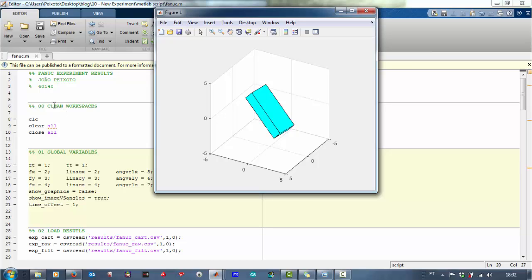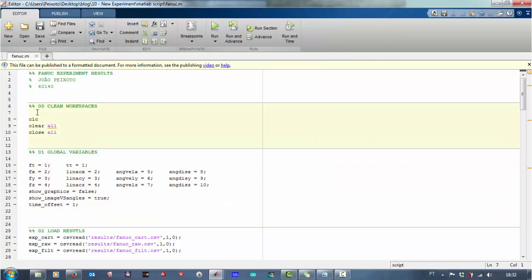So in the next video I will try to tell you a little bit about Euler angles and how we can use them in order for us to solve the orientation problem.